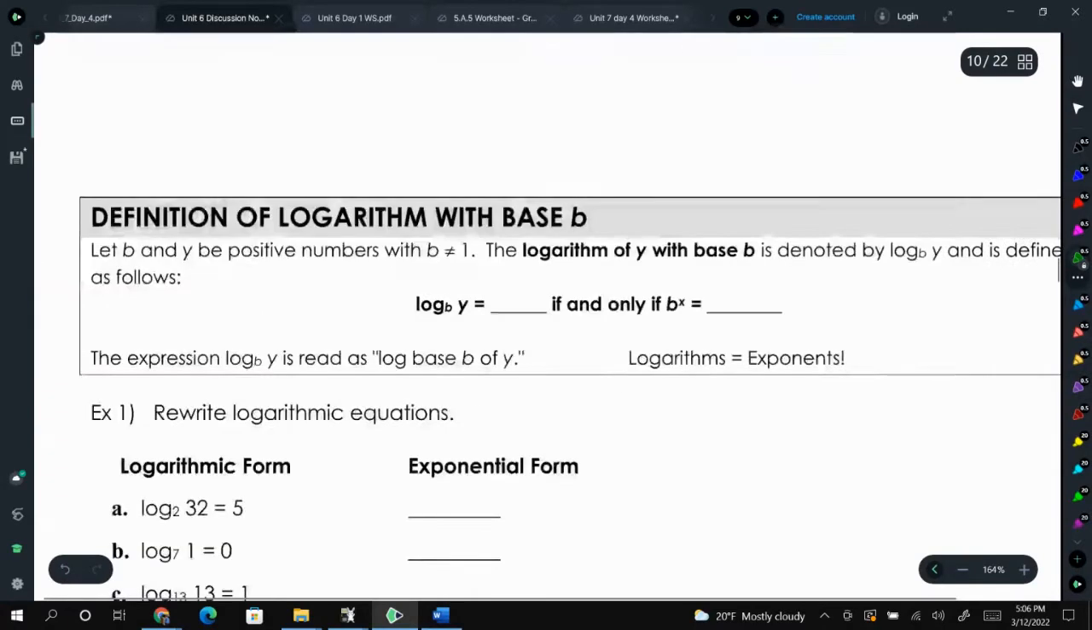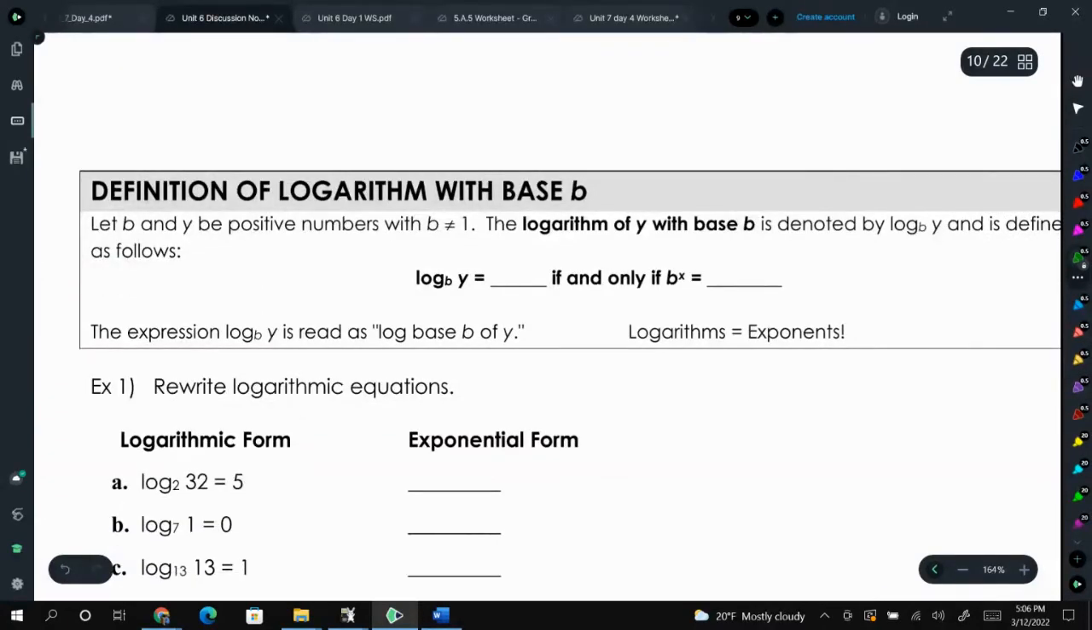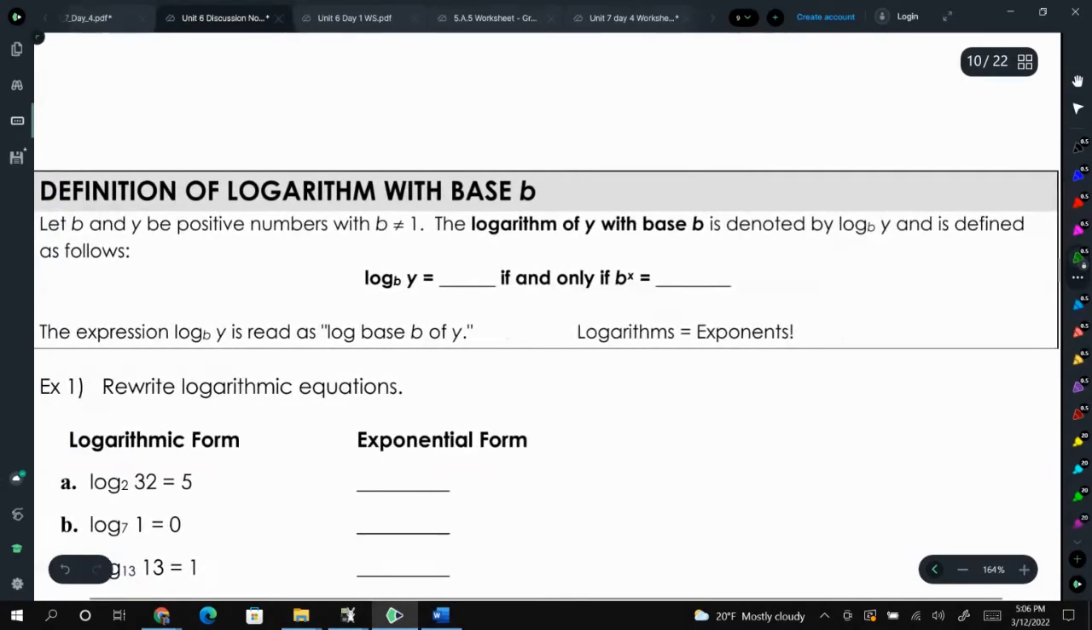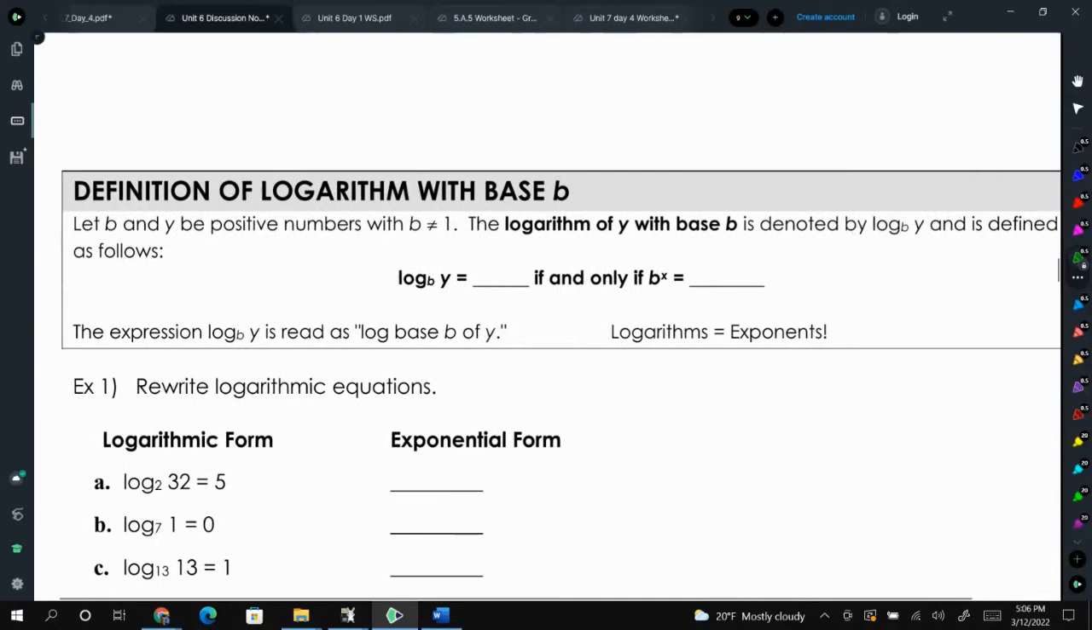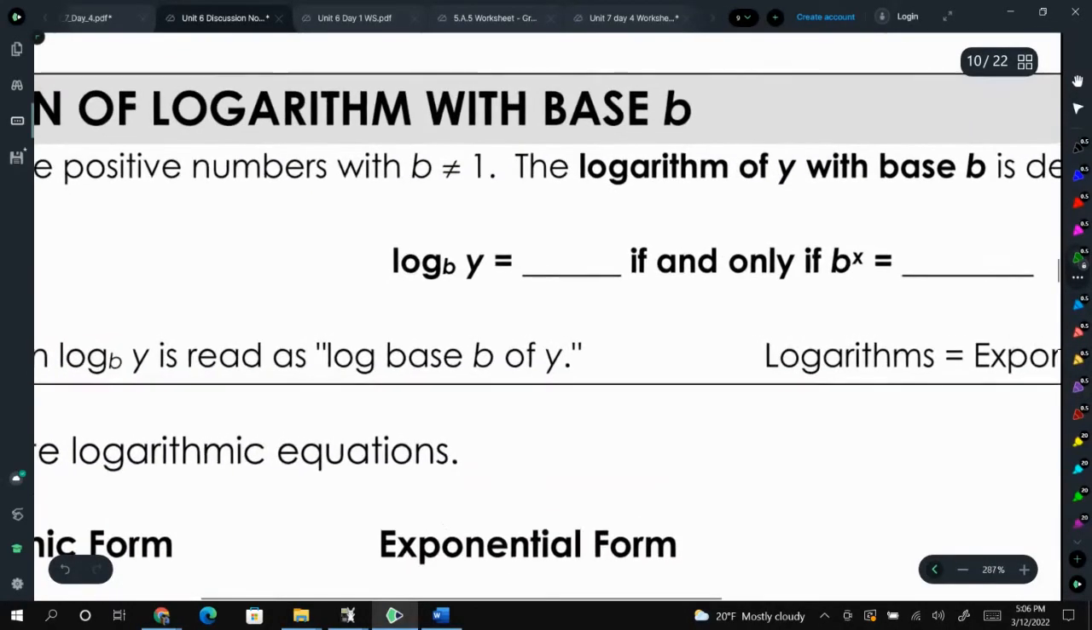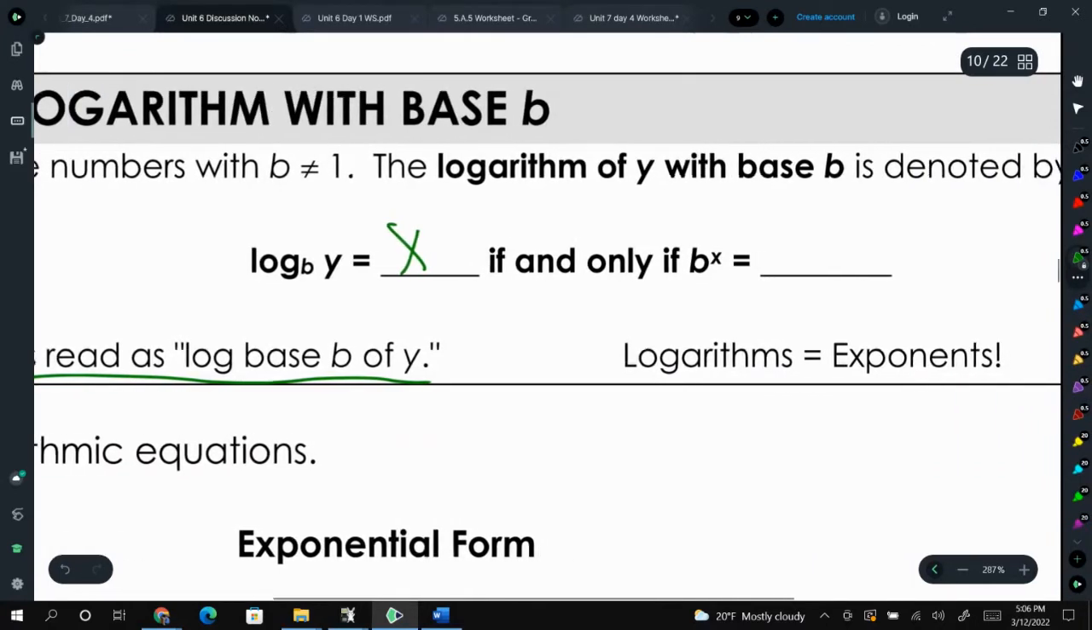So the definition of a logarithm with base b: let b and y be positive numbers where b is not equal to 1. The logarithm of y with base b is denoted by log b of y and is defined as follows. So we'd say log base b of y, that's how you say it, log base b of y equals x. That means that b to the x power equals y.